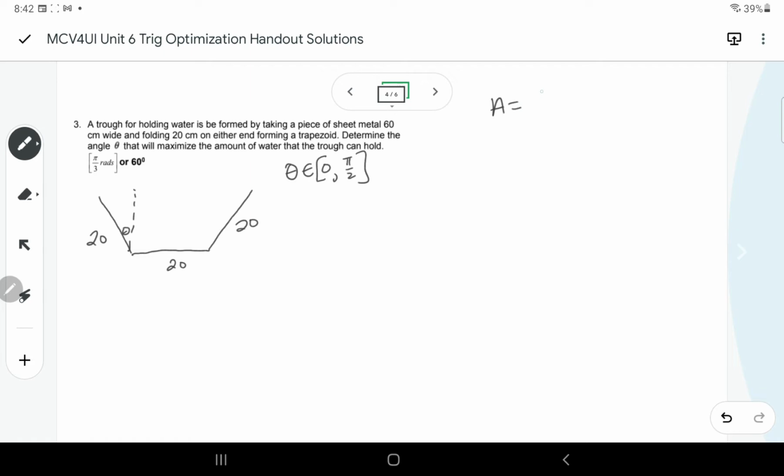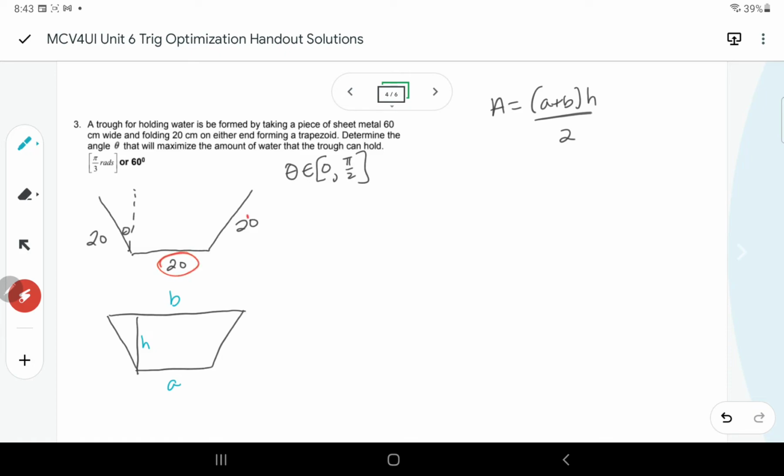So we want to figure out the area, and this is (a plus b), the bottom plus the top, times the h, divided by 2. So in a trapezoid, maybe I'll draw this out here, where those all are. So that's A, that's B, and that's H. And that's what we want to figure out, what each of those are in terms of these 20 centimeter sides and our angle theta. So first of all, the A is easy, right? A is just 20. We know that that's true.